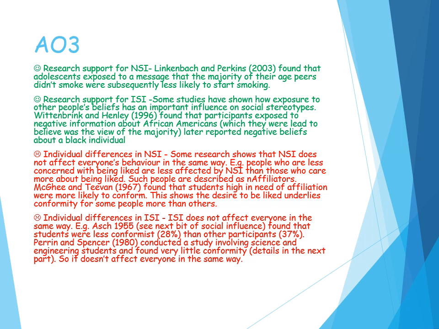Also, we have individual differences in informational social influence. It does not affect everyone in the same way. In Asch's study, which we will move on to, the next bit of social influence, it was found that students were less conformist than other participants. Students conformed on 28% of the trials, whereas other participants conformed on 37%. So it showed that there is a range of individual differences.